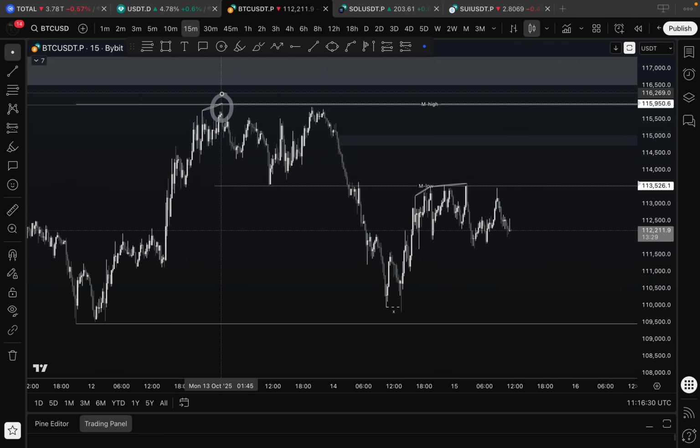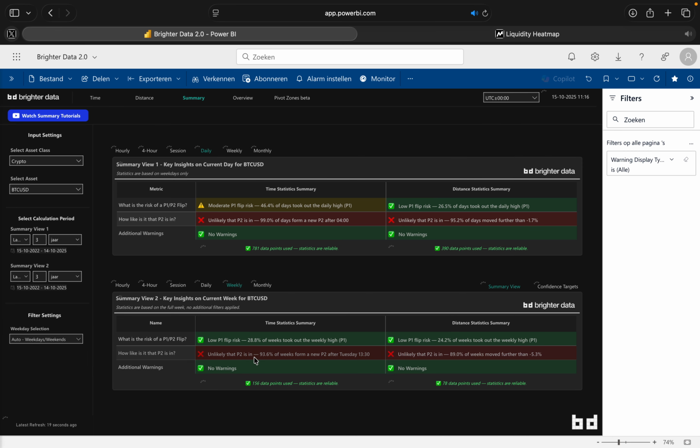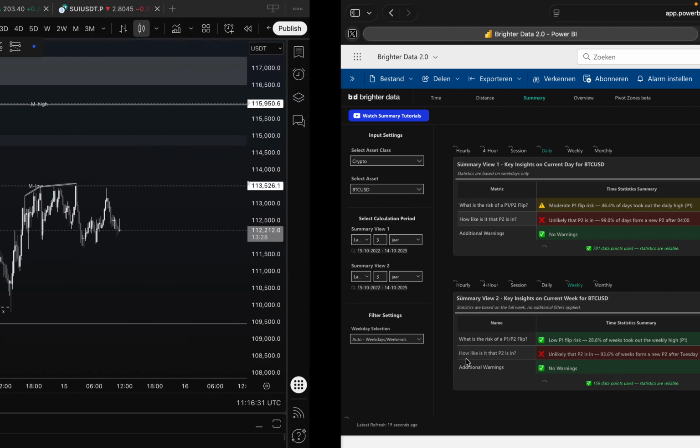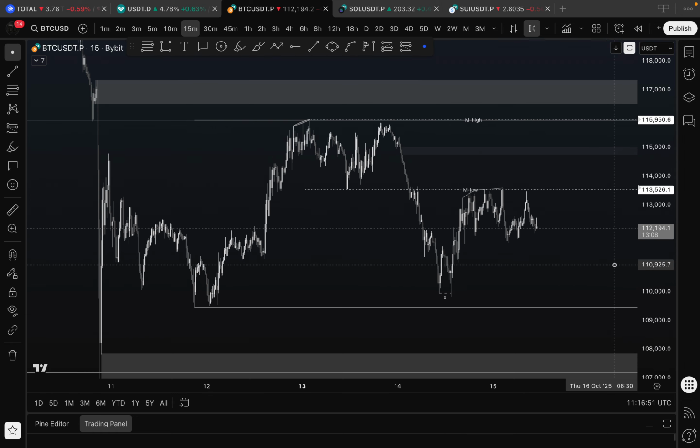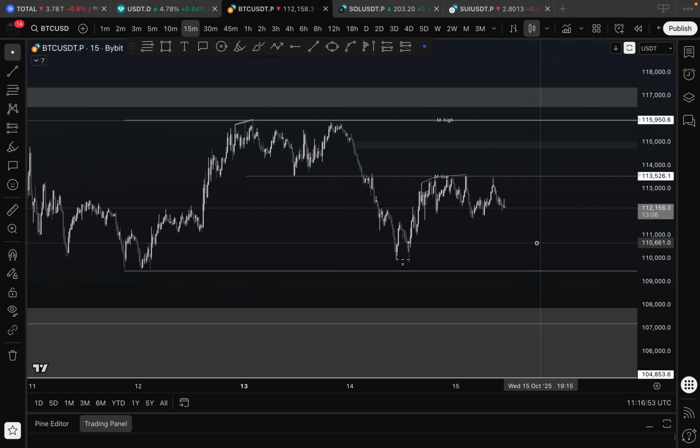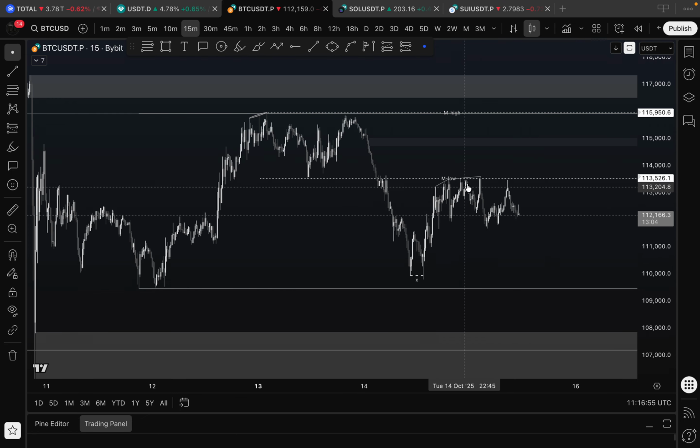And then if we look at that, we can see that P2 is unlikely to be in, as 94% of the weeks form a new P2 after Tuesday. So if Monday is our high, it's very likely that we will see new lows after Tuesday. And also on the distance statistics, 89% of the weeks form new lows based on the distance. So overall, I'm expecting lower prices. Right now, I don't really see a clean short. I hoped to get into that short last night, and then I would have left a runner for lower levels.